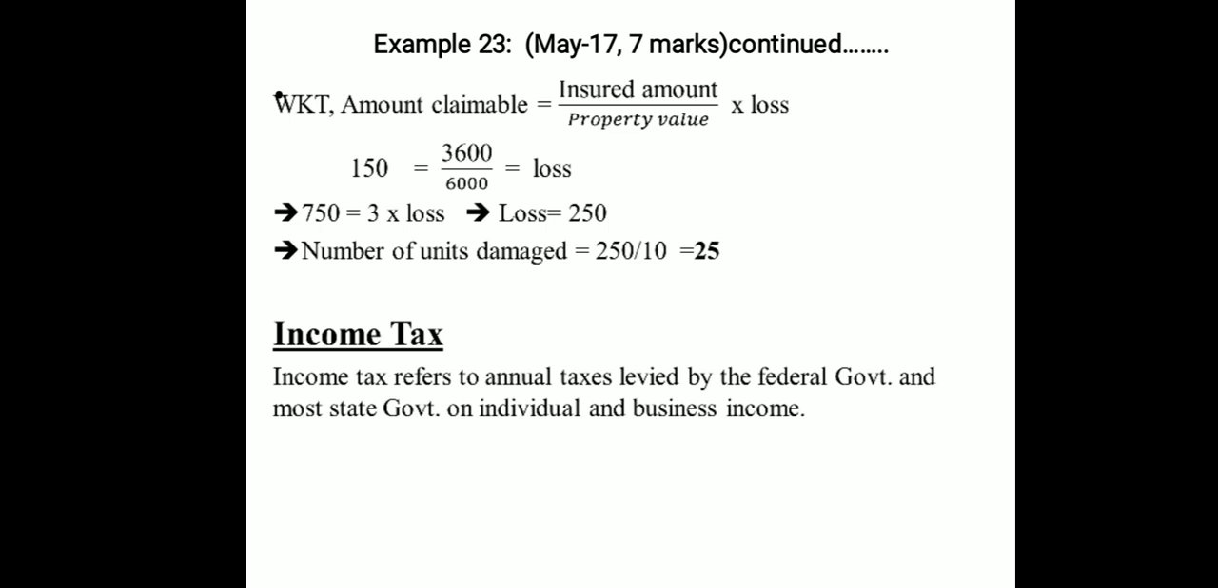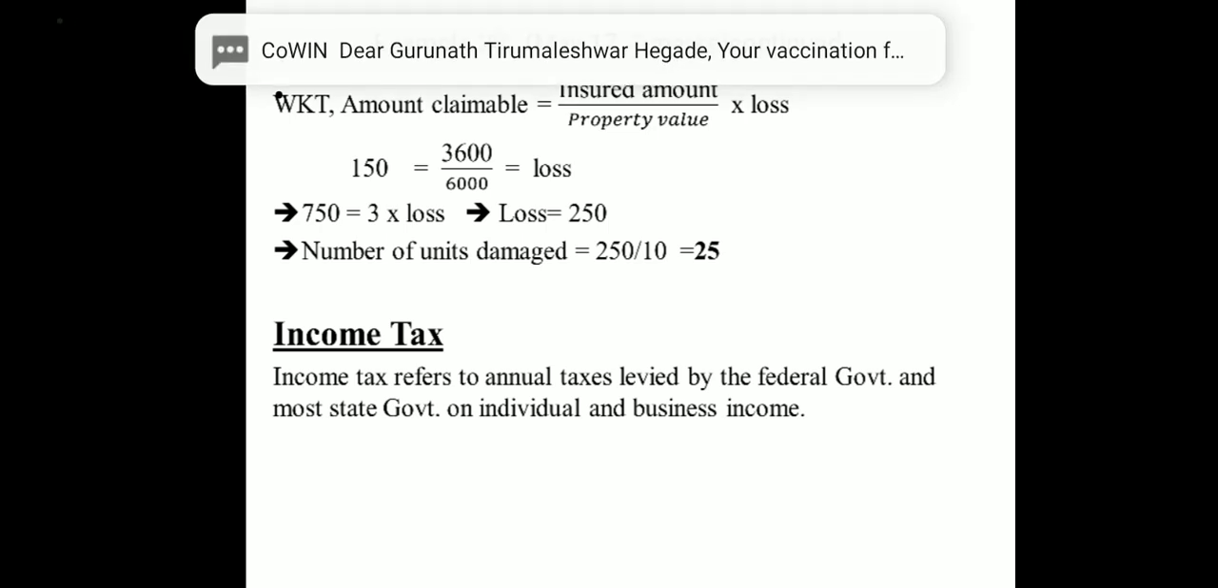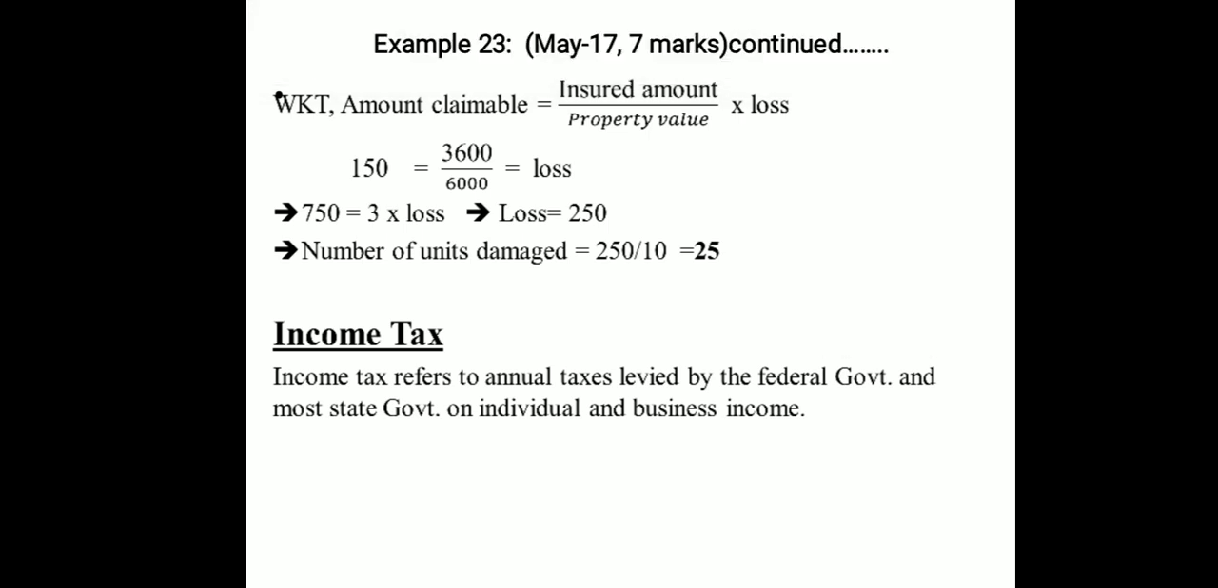Okay, now 3600 divided by 6000, so cancel two zeros in the numerator and denominator, so the ratio is 36 divided by 60. Dividing the numerator as well as the denominator by 12, that gives you 12 into 3 is 36 and 12 into 5 is 60, so 3 by 5 into loss. So therefore 3 by 5 into 150, this 750 equals 3 into loss. So that gives you loss equal to 250.